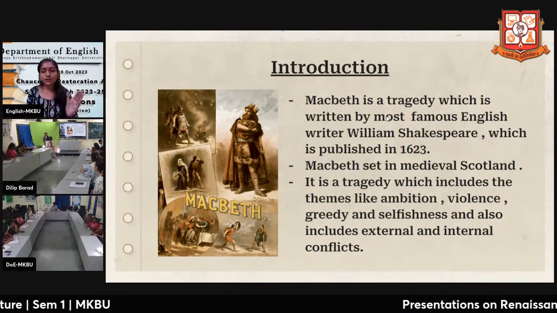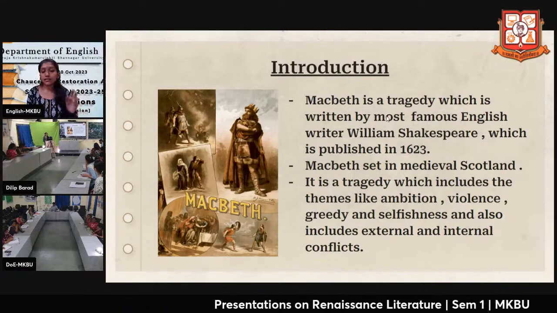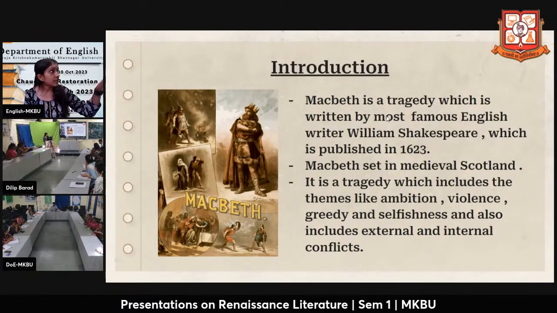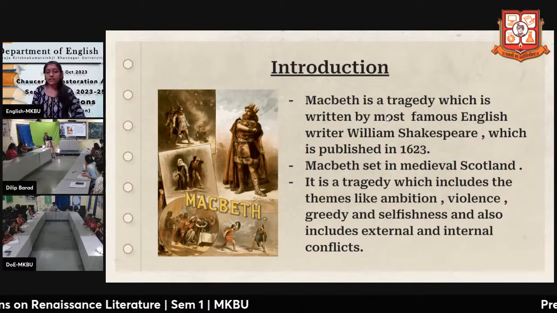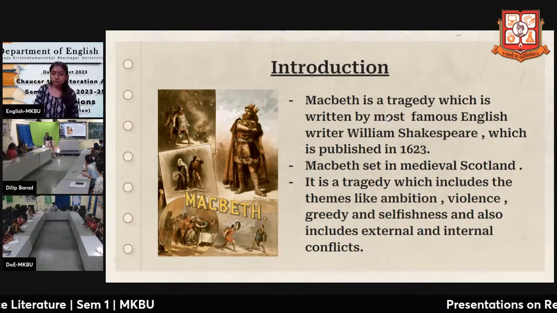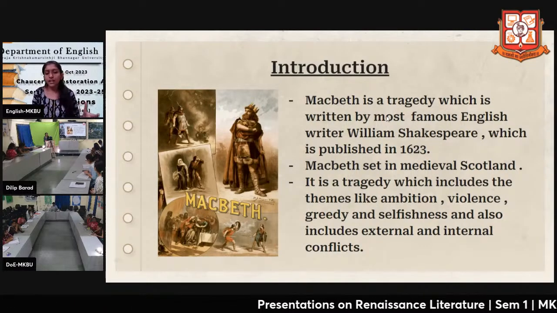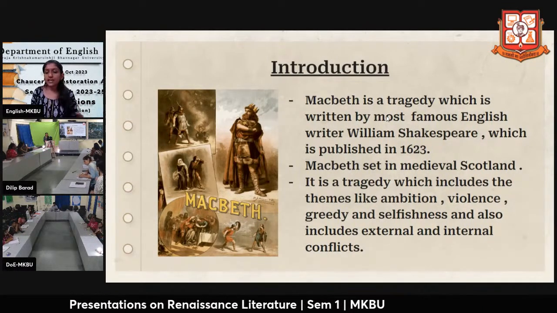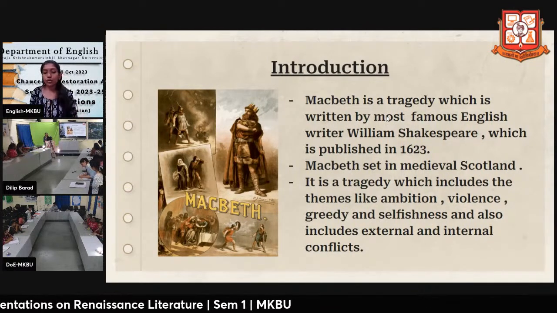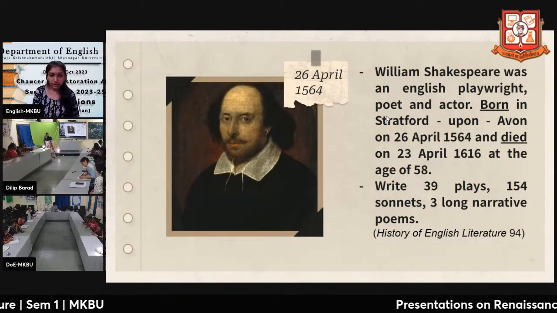1605 to 1606, and probably performed in 1611. Here I made a mistake with the 1623 that I mentioned. Macbeth is set in medieval Scotland, and it deals with themes like ambition, violence, greed, and selfishness, and also includes internal and external conflicts in particular characters.